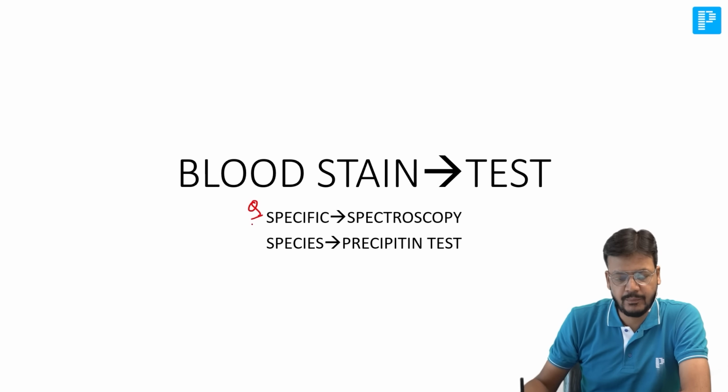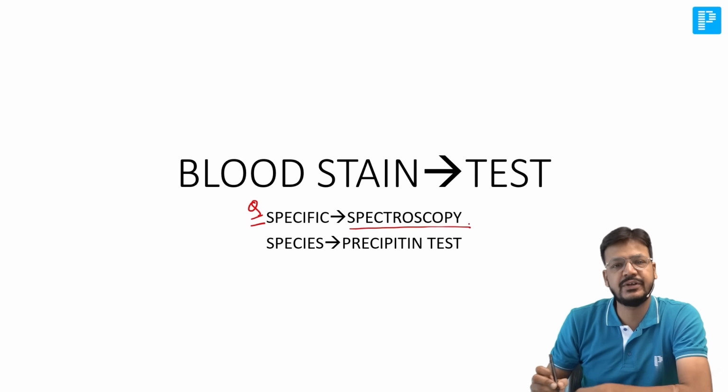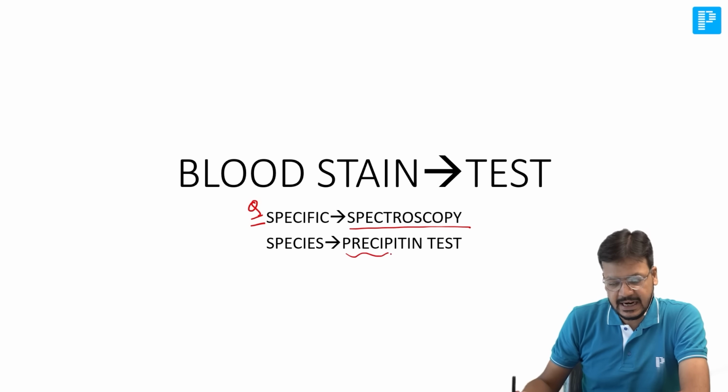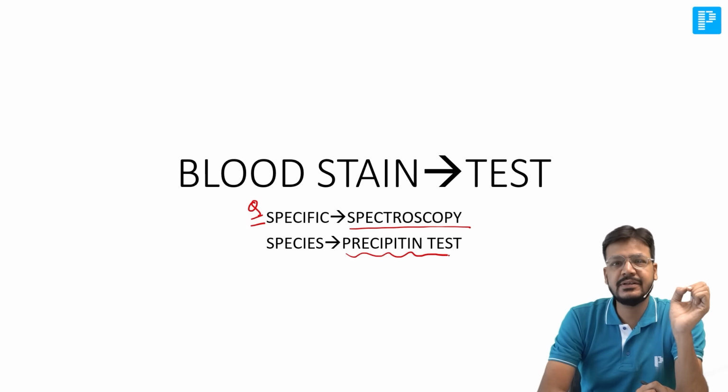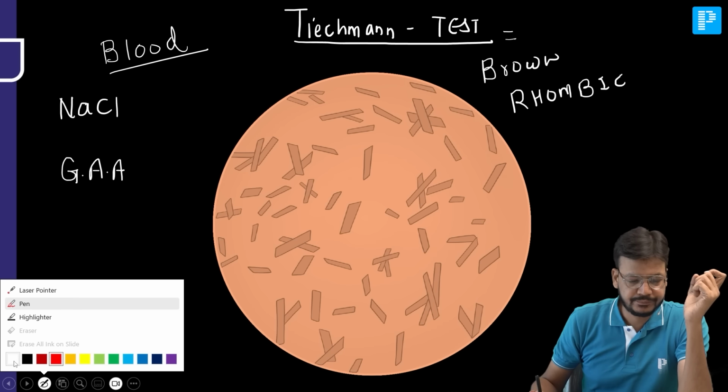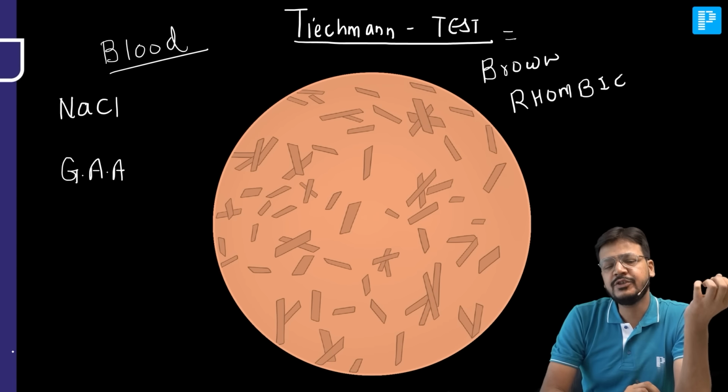What is the most specific test for blood stain? That is spectroscopy. And for species identification, the best test is the precipitin test. The best test for species identification, not only blood stain, for any species identification, is the precipitin test. Now, friends, we are coming to the first blood stain test.